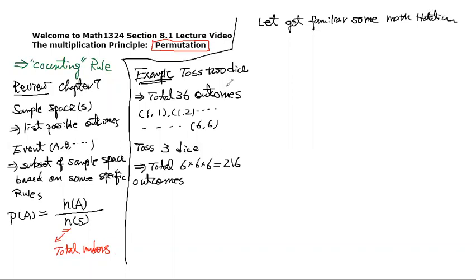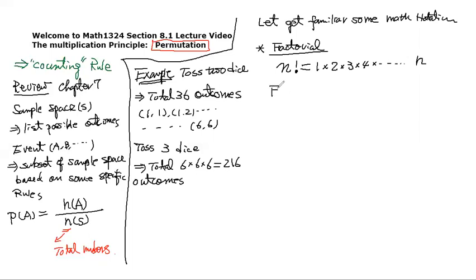Okay, so let's get familiar with some of the math notation. The first one we're going to talk about is factorial. The way we define the factorial is n factorial, which is just you times it. So it's 1 times 2 times 3 times 4, all the way times n, right?